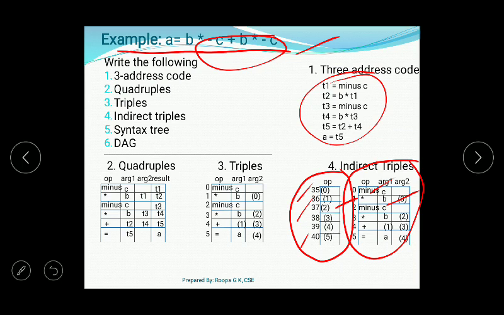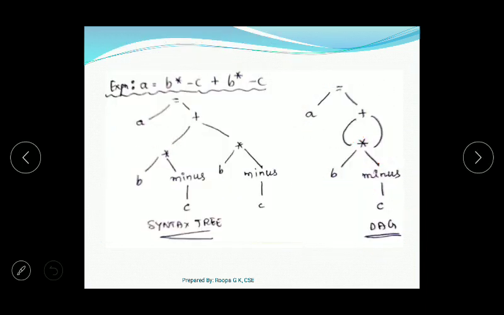Next, for this question, these two are there, no? Syntax tree and DAG for A is equal to B into minus C plus B into minus C. So syntax tree and DAG, which is shown in the next slide.